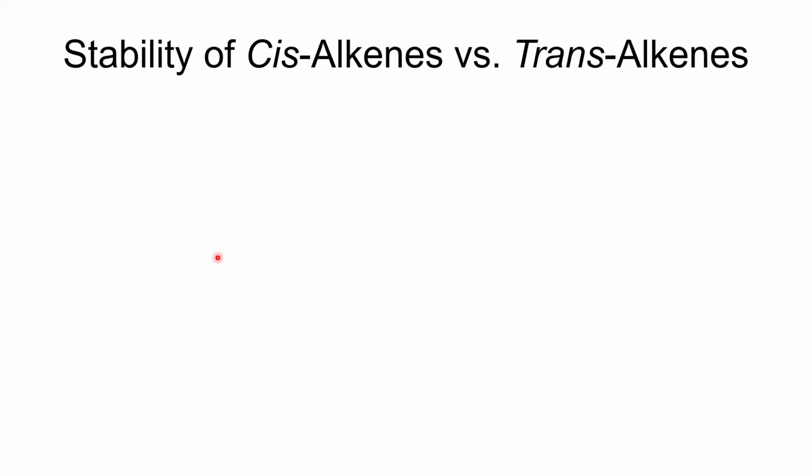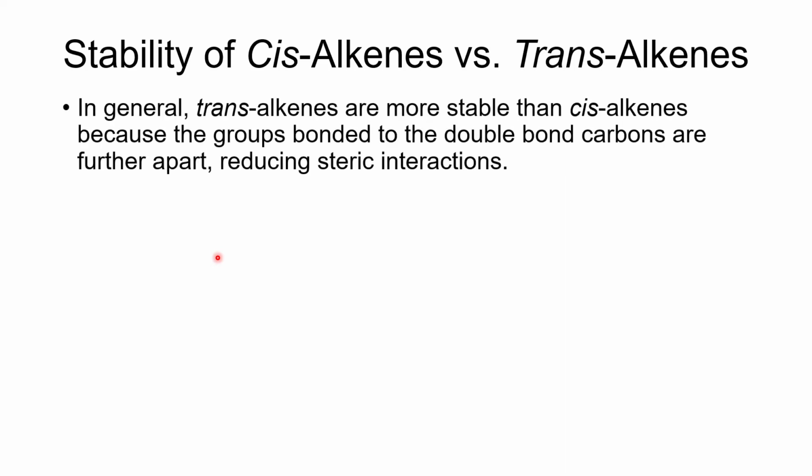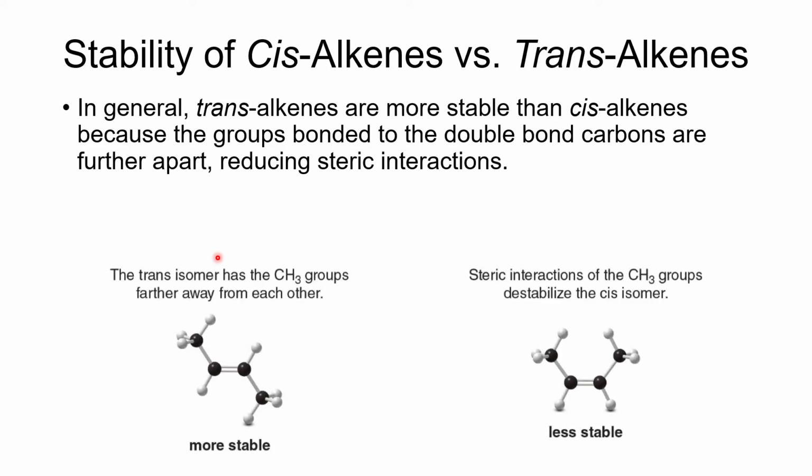So cis alkenes and trans alkenes. In general, we'll find that trans alkenes are more stable than their corresponding cis alkenes. And that is because the groups that are bonded to the double bond carbons are further apart in a trans alkene, and that reduces the steric interaction.